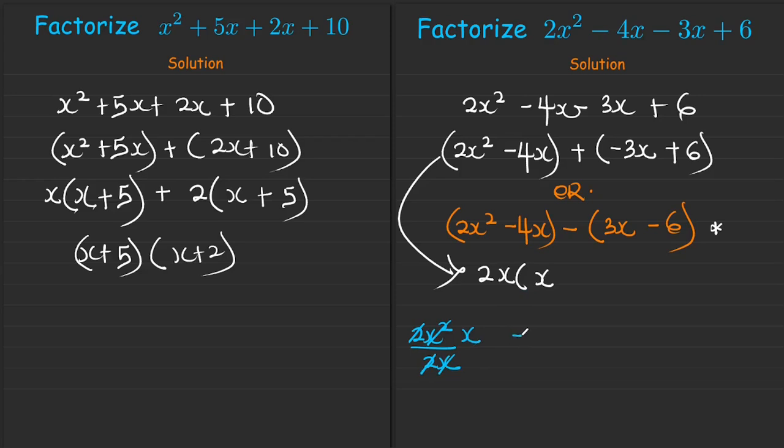The next one is a negative 4x, and we are dividing it by our highest common factor, which is 2x. x cancels out x, and 2 divides itself once, and it divides negative 4, negative 2 times. So we have x minus 2, then we close our bracket. Not forgetting our negative here, we bring that.